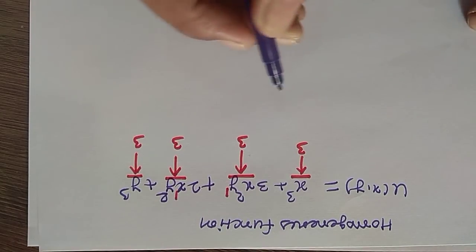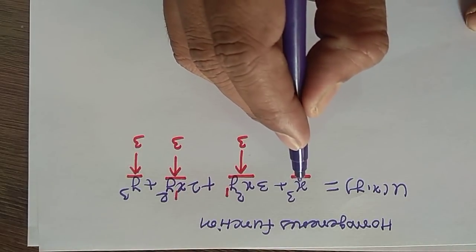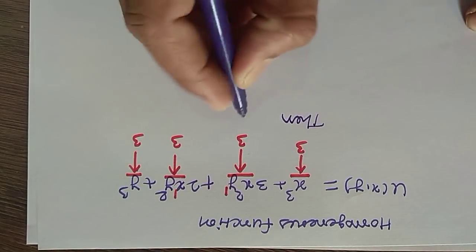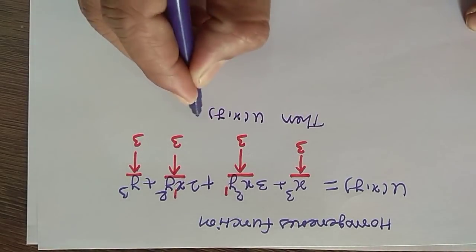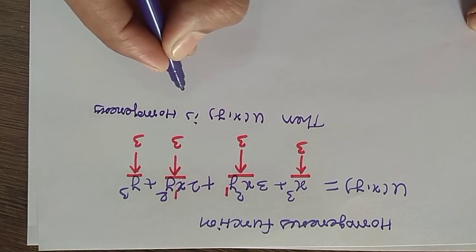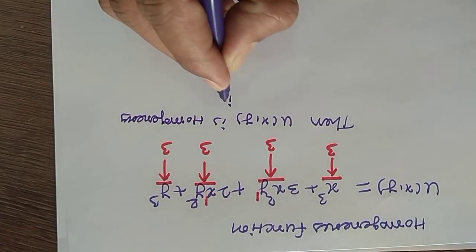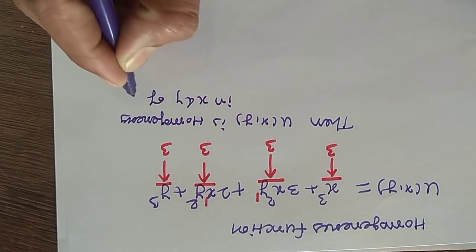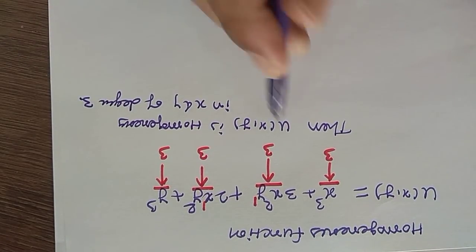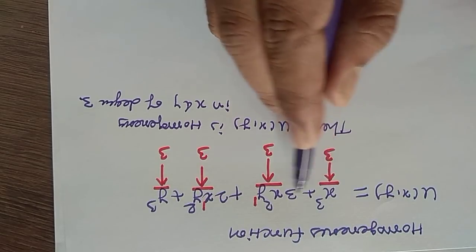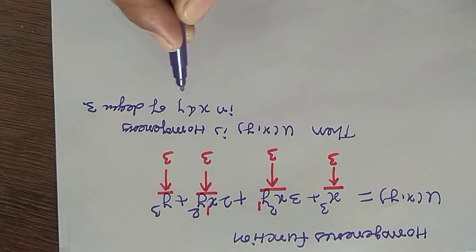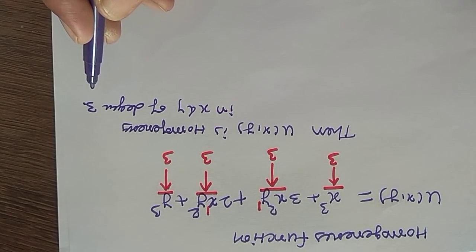Then it is clear that if the degree of each and every term is the same, then we say that this function u is homogeneous in x and y of degree 3. Means every function involving each and every term with the same power, then we say that this is homogeneous of that power, that degree.